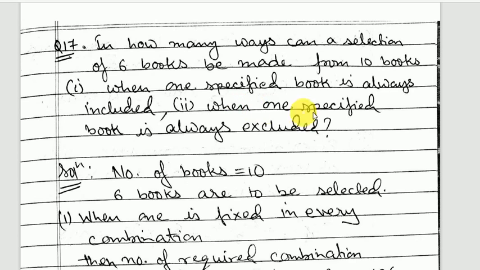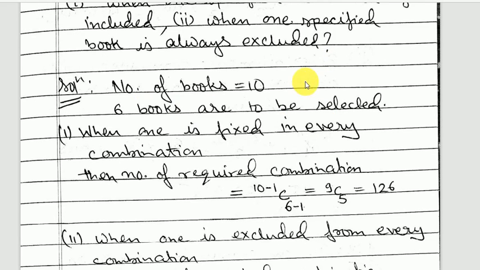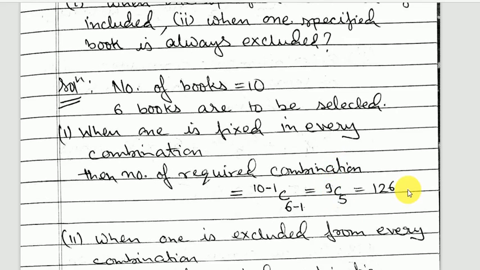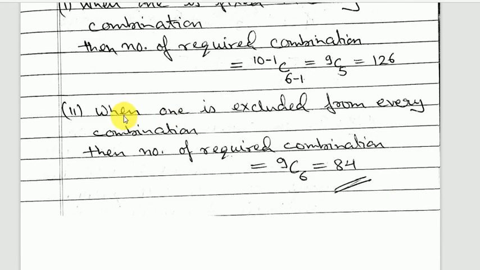In the next question, one specified book is always excluded. So the number of books is 10, and 6 books are to be selected. When 1 is fixed in every combination, the number of required combinations will be 10 minus 1 C 6 minus 1. Here we have to select 6 books out of 10, but 1 book is always included. That means now I have only 9 books, and from those 9 I have to select 5. So that is 9C5, which comes to 126.